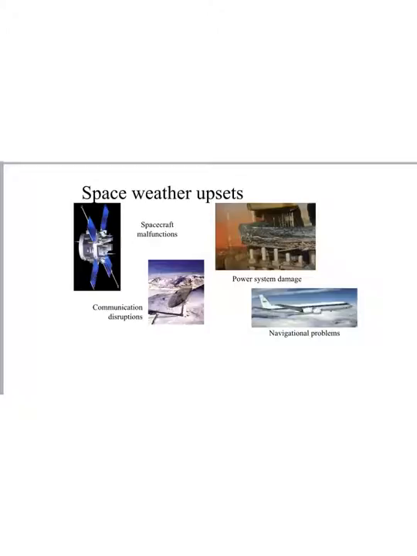This would be navigational problems with planes. Every communication system on Earth is linked to something, for the most part, within space, and that links to navigation. So you could have massive grounding of every single airport. There can also be intensive power system damage. So this is a generator, and it can actually warp those.